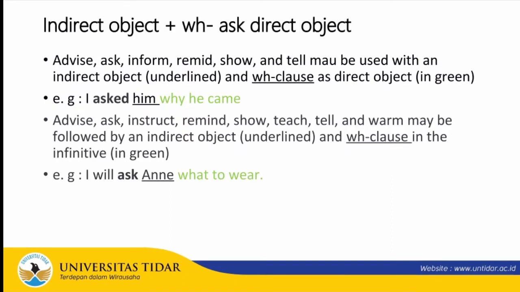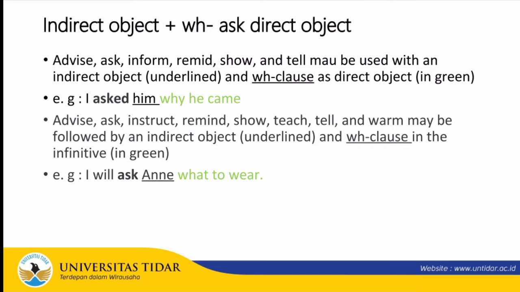The next is about indirect object plus WH clause as direct object. Verbs such as advise, ask, inform, remind, show, and tell may be used with an indirect object, underlined, and a WH clause as direct object, in green. The example is: I asked him why he came. Him is the indirect object, and why he came is the WH clause as direct object.